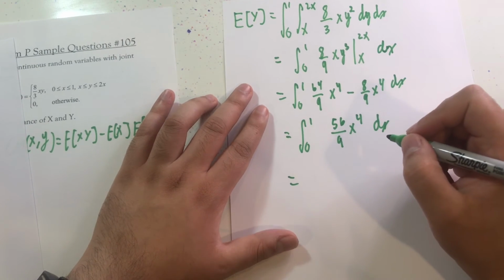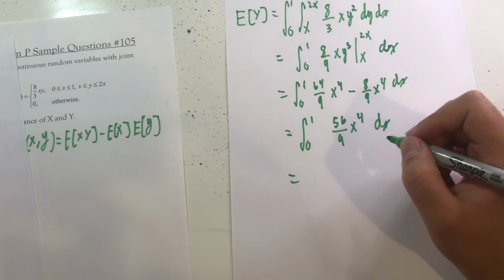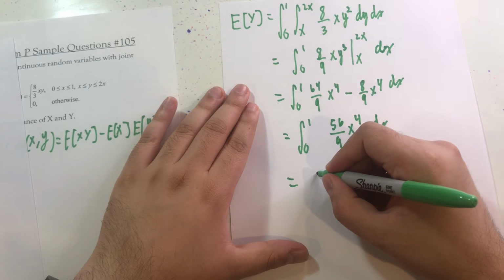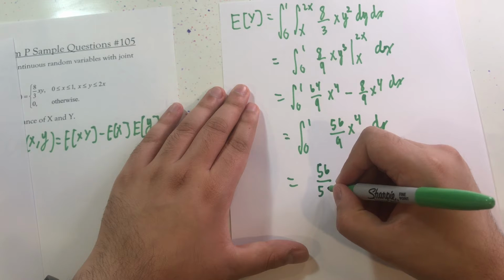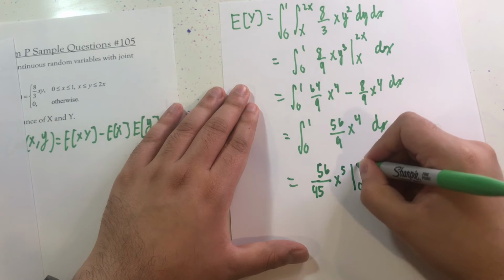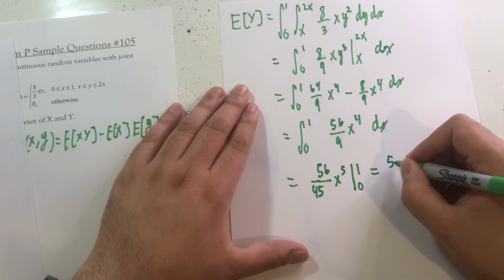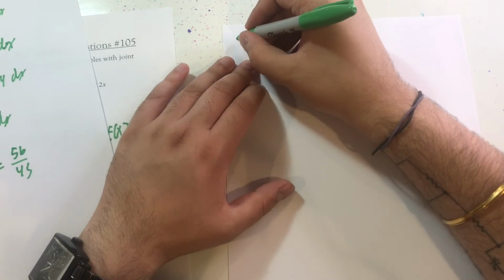And that is equal to 56 over 9 x to the fifth over 5, which is 56 over 45 x to the fifth evaluated from 0 to 1, which is 56 over 45. Okay, so now you have E of Y, and finally we're going for the expected value of XY.